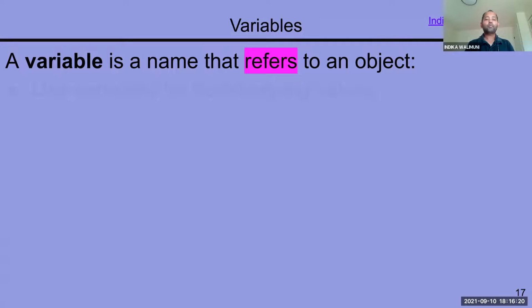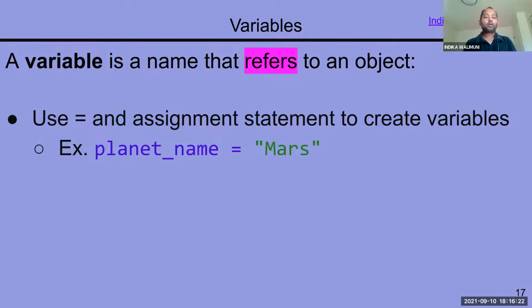Okay. All right. So use the equal operator, basically the assignment statement, to create variables. So you can create variables like this. For example, the variable name is planet name that equals Mars. So the planet is Mars. Okay.